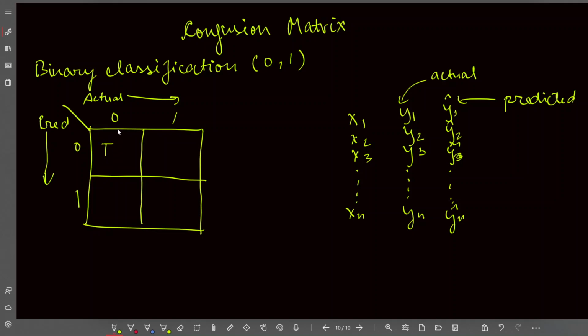So here is some terminology that I want to tell you. All the points in this 0, 0 cell are called true negatives. All the points here are called false negatives. All the points here are called false positives, and all the points here are called true positives. Let's say this is column A, this is column B, this is column C, and this is column D. So what are true negatives?